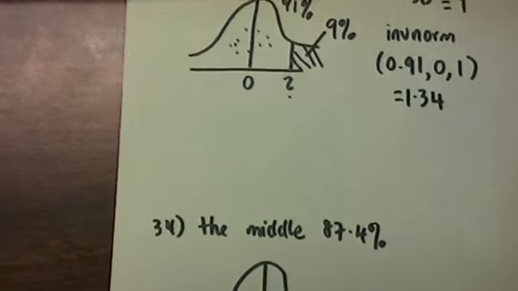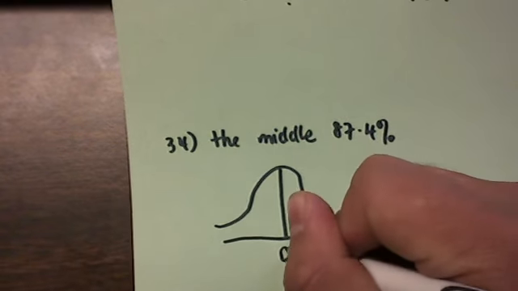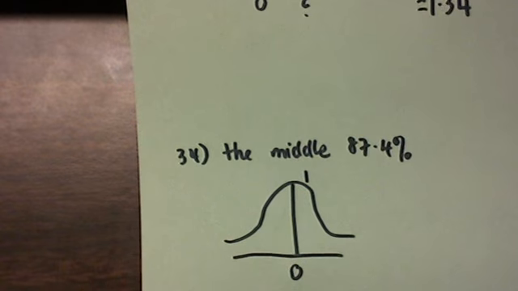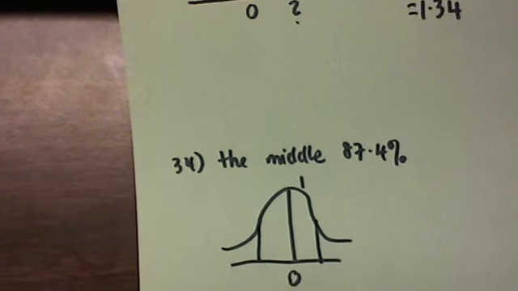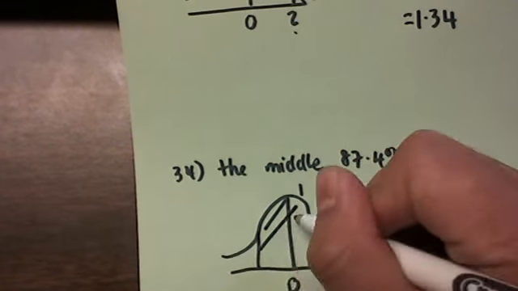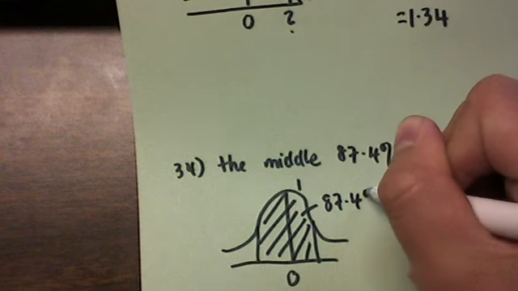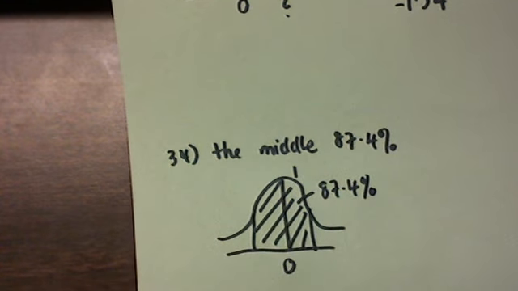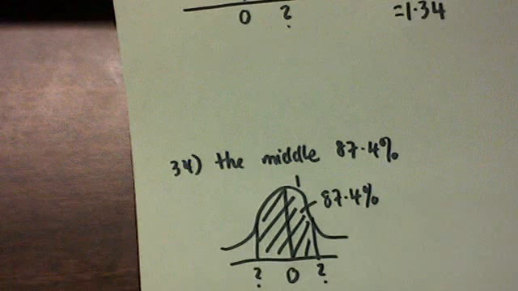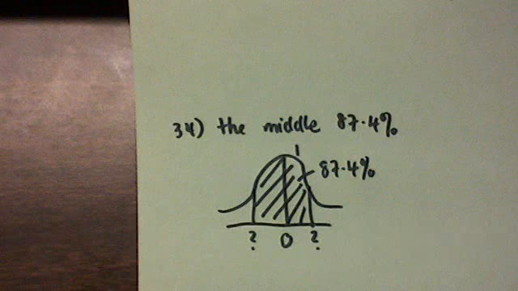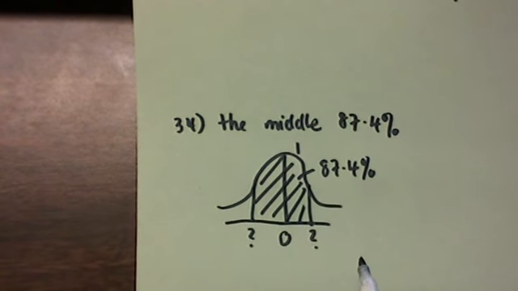Now we move on to question 34. Question 34 asks the same question with the mean 0 and a standard deviation of 1. But this time the question is asking us to find the middle 87.4%. So the middle in this case means this is the middle 87.4%. One thing I want to tell you is that the z-scores for these two are the same, except one is negative and one is positive.